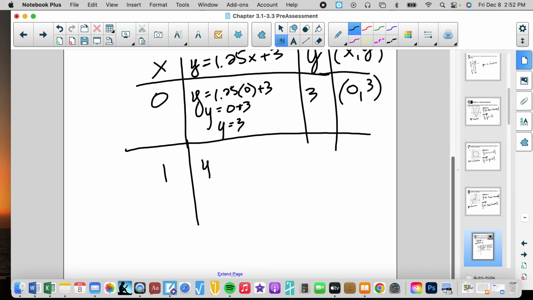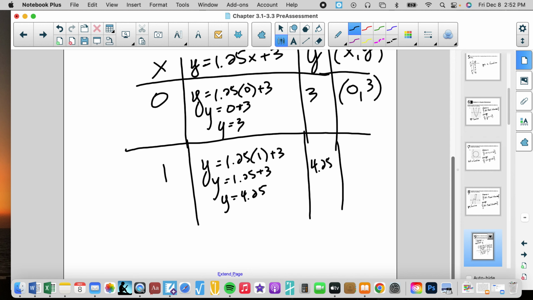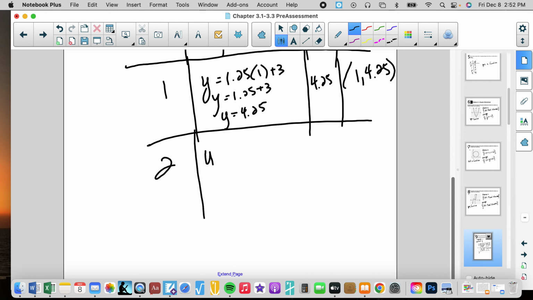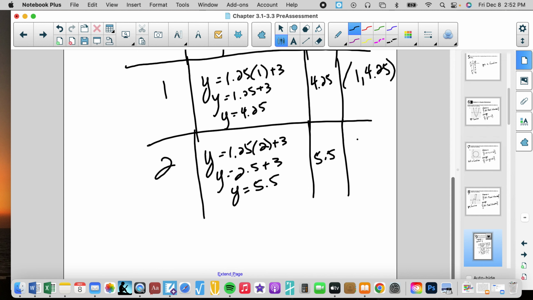So after 1 year, it's going to be 1.25 times 1 plus 3. y equals 1.25 plus 3, y equals 4.25. So the height of the tree after 1 year is 4.25 feet. Let's do year 2. y equals 1.25 times 2 plus 3. y equals 2.5 plus 3. y equals 5.5. So after 2 years, the height of the tree is going to be 5.5 feet.